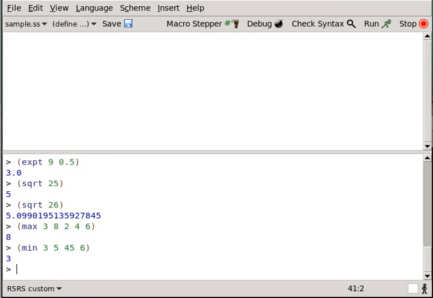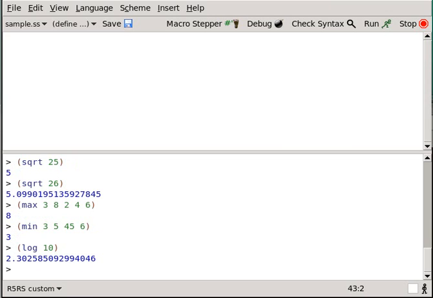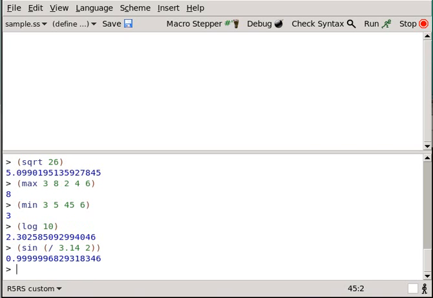Okay, now let's see, then there's logarithm, just like that. There's sine and cosine, and I do believe these are using radians. Then there's quotient.